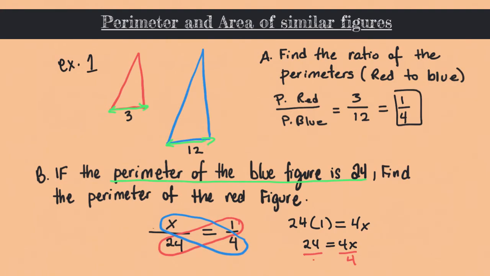Okay, so now we're left with 24 divided by 4 is 6, and that is equal to x, okay? Because 4x divided by 4 is simply 1x. Now 6 equals x is the same as saying x is equal to 6. So here we have the perimeter of our red figure is 6. Let's take a look at another example.